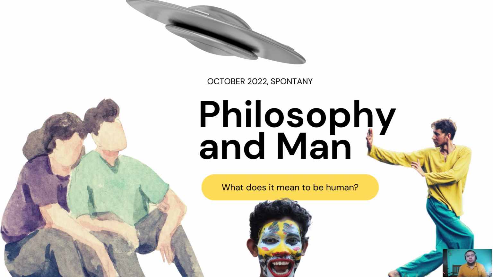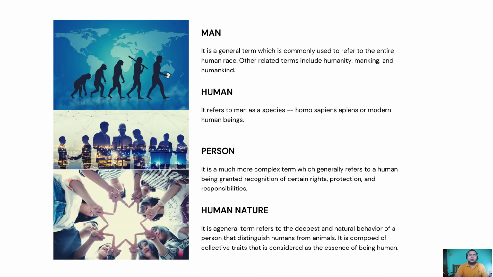So before we begin, we must remember that the human being is an important subject in philosophy, and understanding of the nature and condition of man is the foremost goal of the discipline. The word man is a general term which is commonly used to refer to the entire human race, and other related terms include humanity, mankind, and humankind. The word human refers to man as a species, Homo sapiens, or modern human beings.